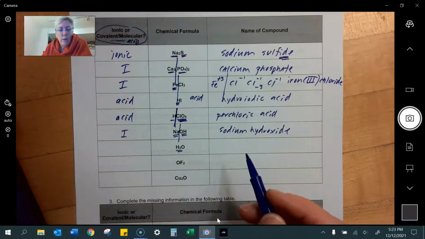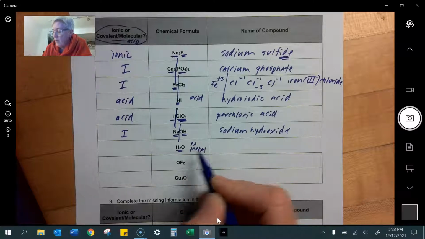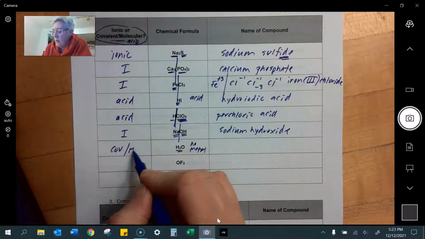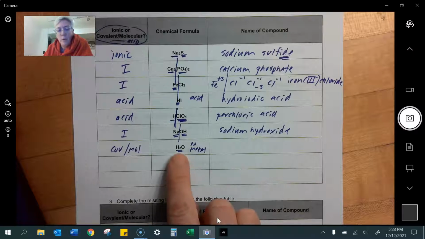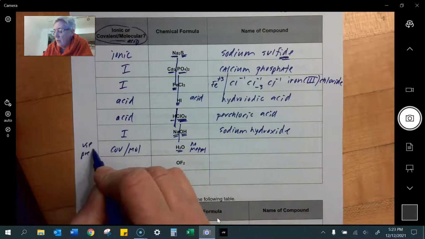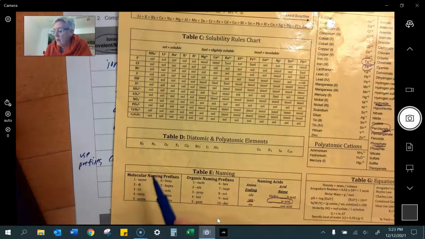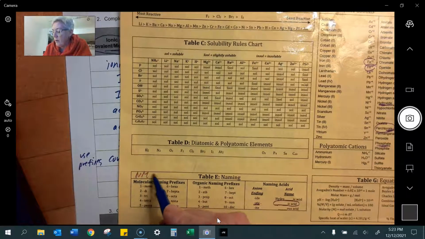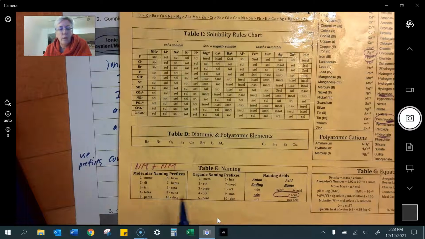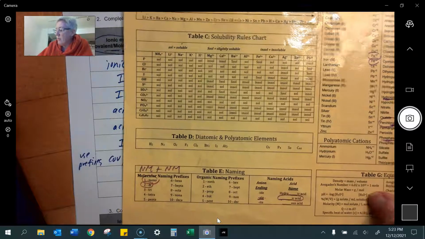H2O. Is there a metal? No, there's not a metal. Okay? No metal. Therefore, it is covalent, otherwise known as molecular. And obviously, we know that the common name for this is water. But we're going to use the prefixes to name it if we have something that's covalent, otherwise known as molecular. So look over here. All right, so this is when you have a non-metal plus a non-metal. H and O are both non-metals.